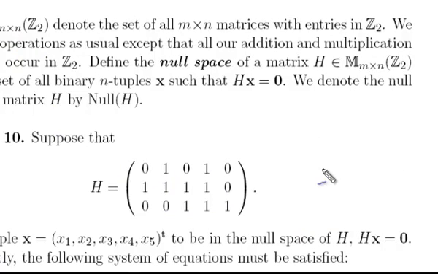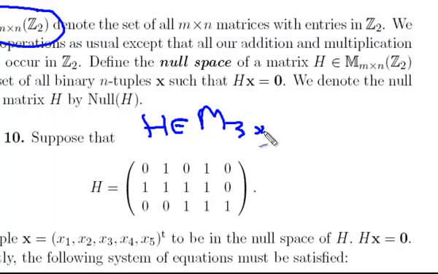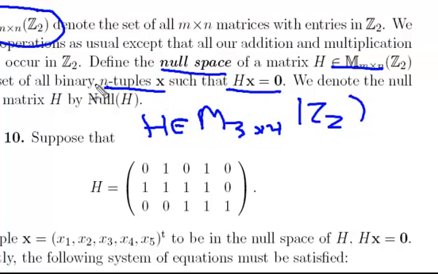Okay, we can generalize this, and here's where we get into some more linear algebra terms. Suppose we have an m by n matrix, m rows, n columns. Here's an example. This H is in M 3 by 4 of Z2. Define the null space of a matrix to be the set of all binary n tuples such that Hx equals 0. Now remember, this n is going to be the number of columns. So for instance, in this case, we have m equals 3, n equals 4.